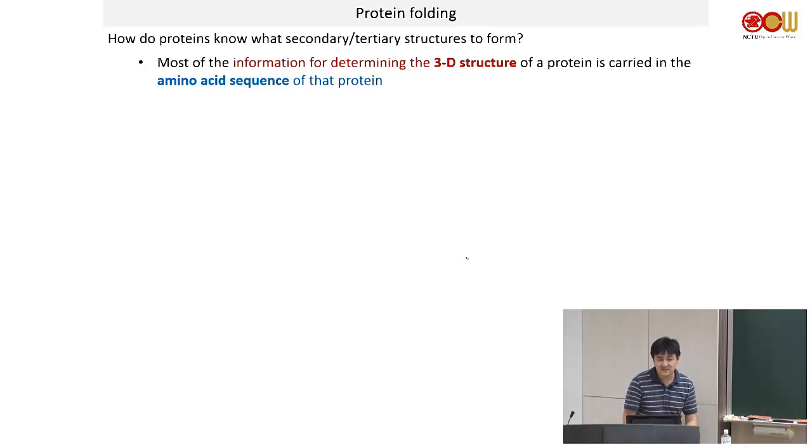Now, why is that? Because the primary sequence tells you what kind of amino acid residue is going to be at what position, right? And then these R groups can form hydrogen bonds, can form hydrophobic interactions, right? So then, of course, it's going to form a most likely structure, okay?